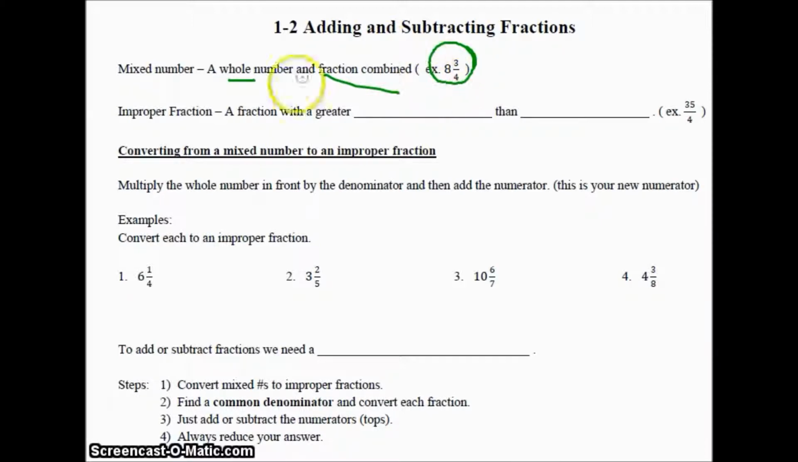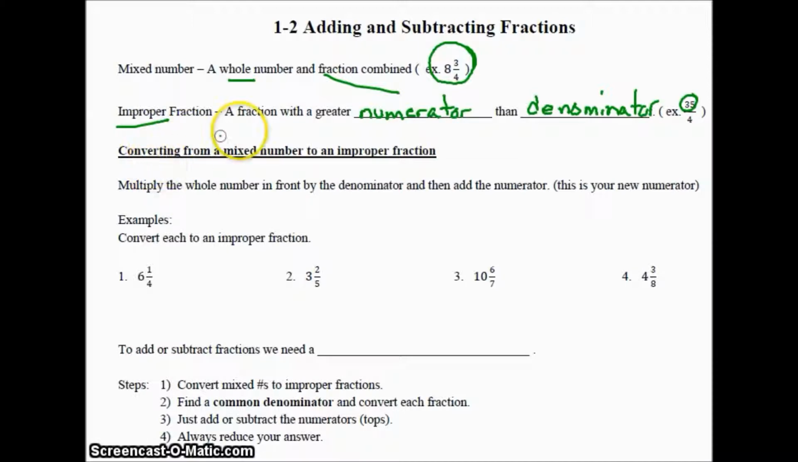But what happens if we switch that? That's when we have an improper fraction, a fraction with a greater numerator than denominator. Okay, and that's our example here where 35 is greater than 4. So this is called improper because it doesn't have a part out of a whole. It's actually greater than those parts.